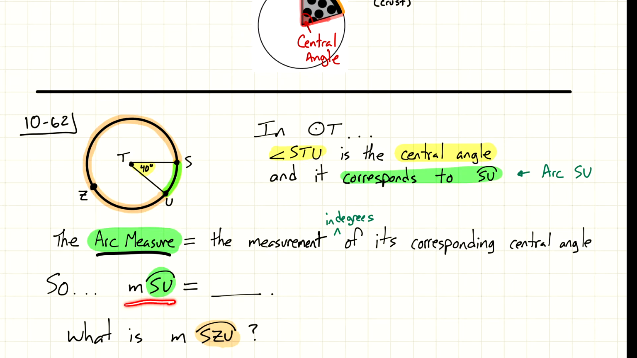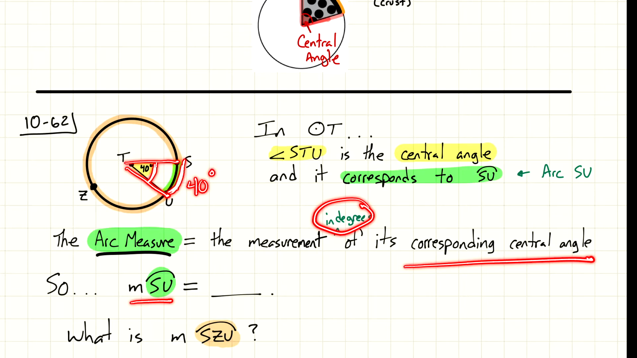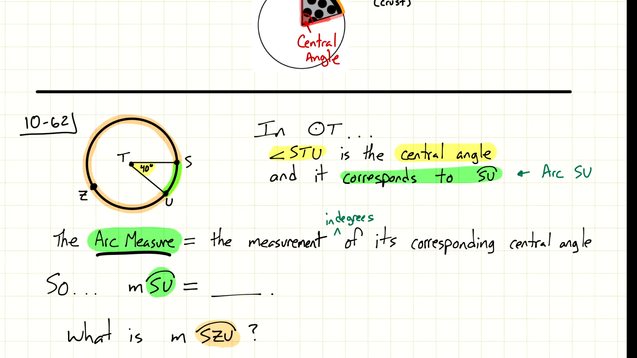All right, so if I'm looking to find the measurement, this little m in front means measurement, the measurement of arc SU, which we talked about before, I want to know what the measurement is in degrees. Well, I'm going to look at the corresponding central angle. So the corresponding central angle is 40 degrees, which means this is going to be equal to 40 degrees as well. So let me write that in. So this is going to be 40 degrees. And that's it. If you have the central angle, there's really not much work to be done besides just knowing this is going to be the same measurement.